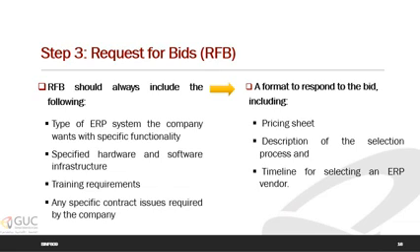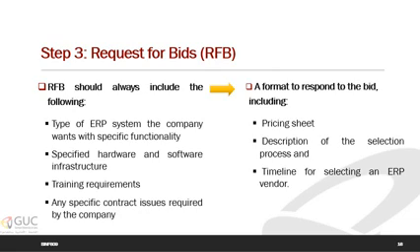The request for proposals should include the types of ERP systems the company wants with a specific functionality, along with a specified hardware and software infrastructure, training requirements, and any specific contract issues required by the company. If the company has an infrastructure in place, it should be clearly stated in the request. A format to respond to the bid, including a pricing sheet, a clear description of the selection process, and a timeline for selecting an ERP vendor, should be part of the request for proposal.